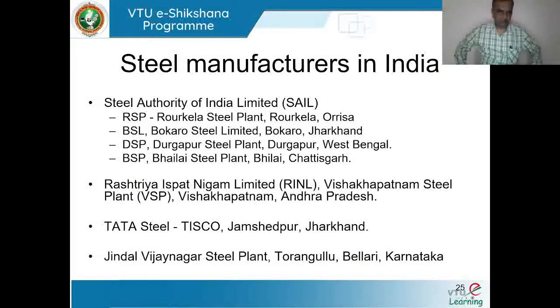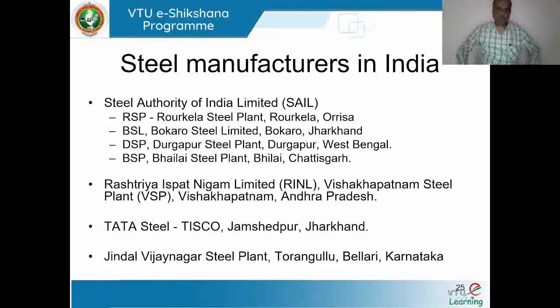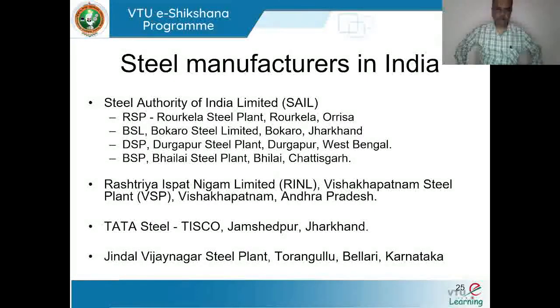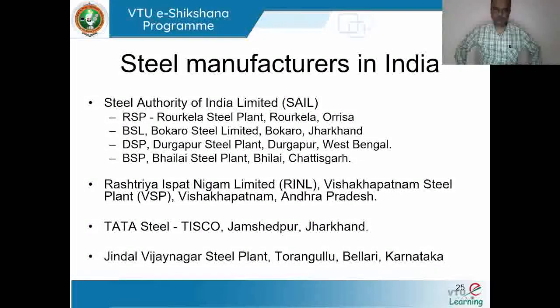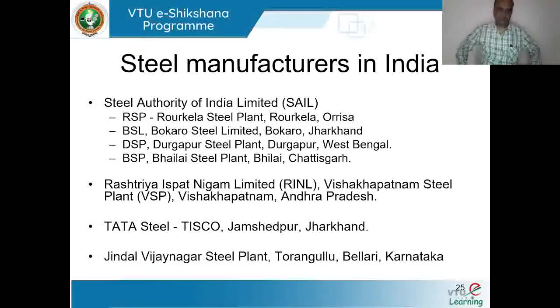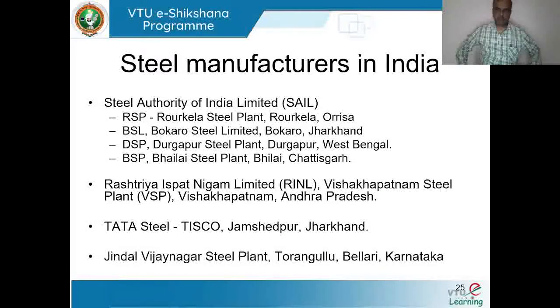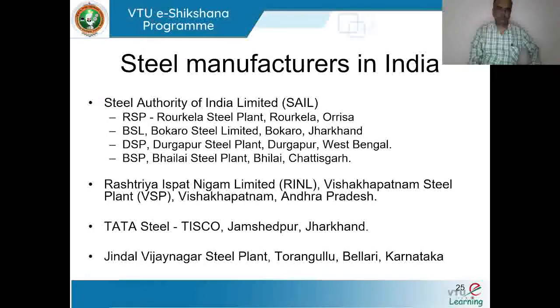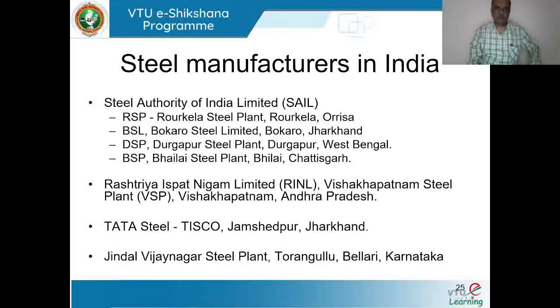Tata Steel is another example. Tisco Steel, you are all quite familiar with. It is manufactured in Jamshedpur, which is also in Jharkhand. We also have Jindal Vijayanagar Steel Plant, Toranagallu in Ballari in Karnataka, where different steel sections are being manufactured.